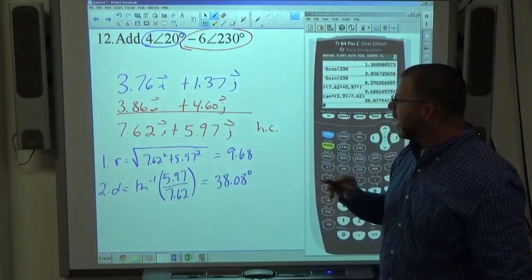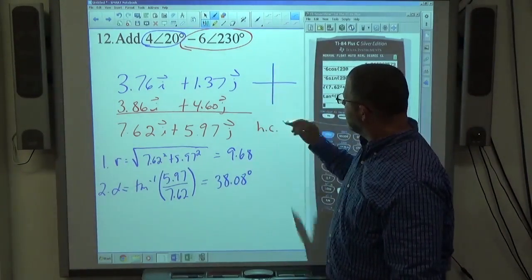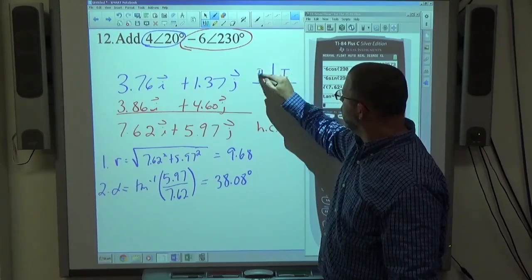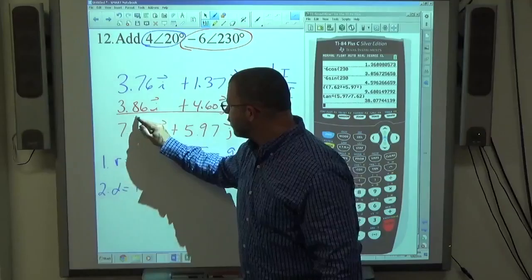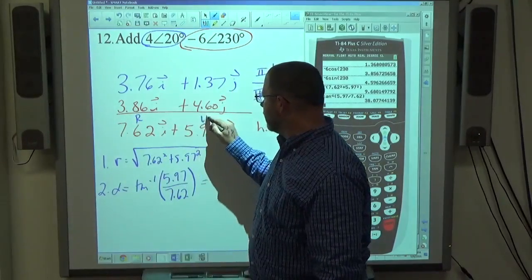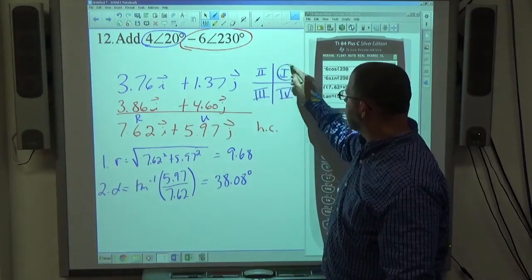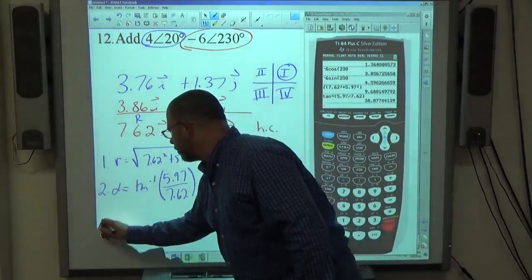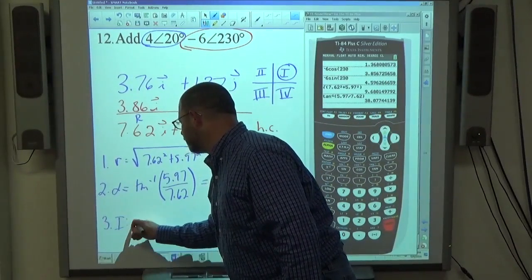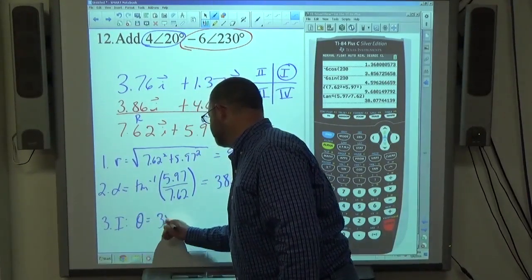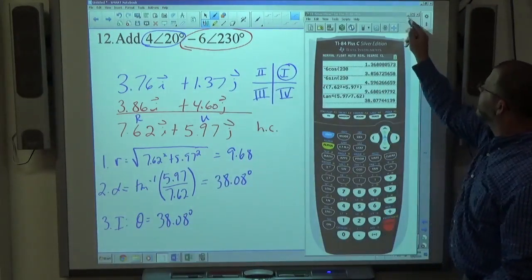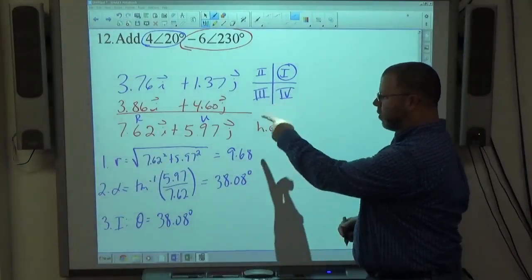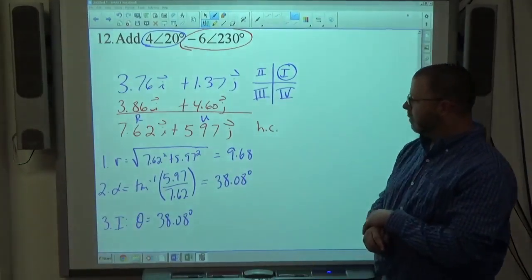Step 3 is the only place minuses matter. There's my 4 quadrants, 1, 2, 3, and 4. Positive horizontal is to the right, positive vertical is up. If I go right and up, that puts me squarely in the first quadrant. So in step 3, the first quadrant, the rule says that theta is equal to alpha. Alpha is, of course, 38.08. Had it been in the second quadrant, we do 180 minus, third quadrant 180 plus, fourth quadrant 360 minus.